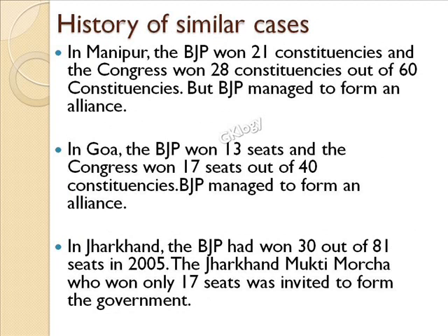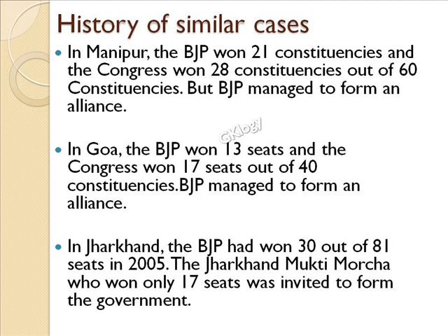Now let us read about similar cases of hung parliament which were seen in India before the Karnataka Assembly elections. Last year, in 2017, when the Assembly elections of Manipur were contested, a similar situation was observed. The total strength of the Assembly of Manipur was 60 and BJP got only 21 seats and Congress 28 seats. The winning criterion was 31, but BJP managed to form the government by forming an alliance. Similarly in Goa, out of 40 seats, BJP got only 13, Congress got 17, but again BJP managed to form an alliance and claim the government.